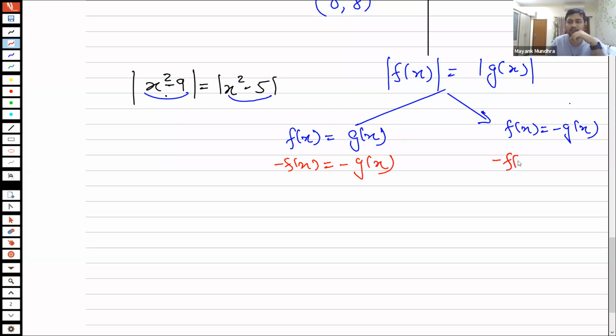Another thing would be minus f of x equals to g of x. And these two cases are different. So really, there are just two different possibilities: that f of x and g of x are both the same, or they are just negatives of each other. Okay, so these are the only two possibilities in which case the mod of both f of x and g of x would be the same.